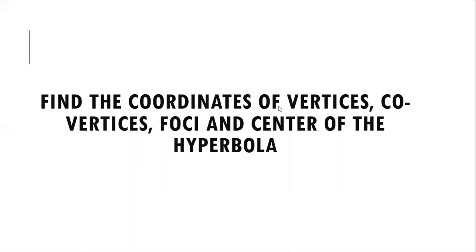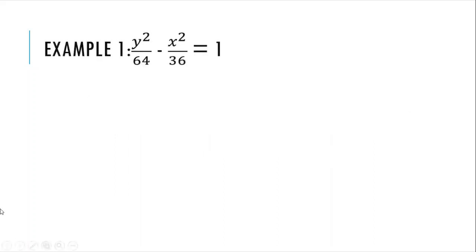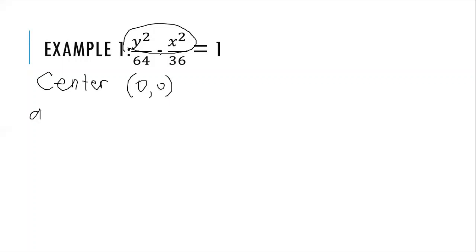So what if the given is in the standard form? You have to find the coordinates of the vertices, co-vertices, foci, and center of the hyperbola. Let's have an example. Example number 1: y squared over 64 minus x squared over 36 is equal to 1. As in our previous examples, if we encounter this, our center is found at the origin, or the coordinates would be 0, 0.